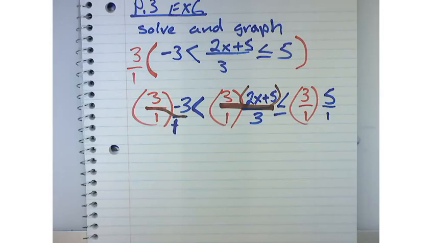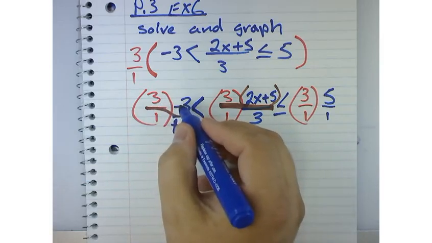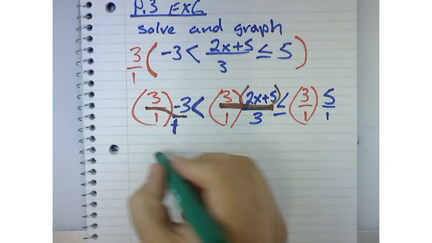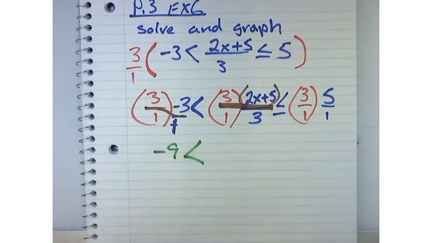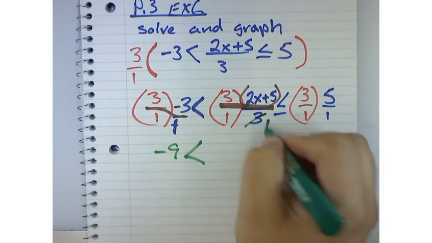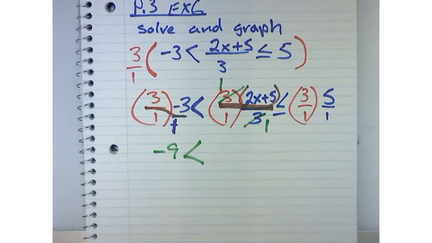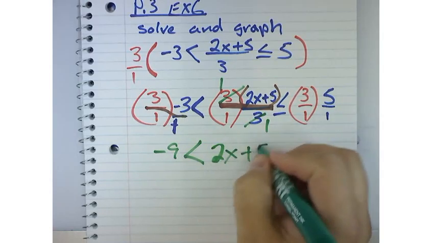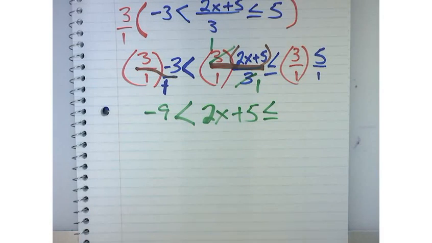Alright, so now what happens though because we chose 3? Some things will cancel out, some things won't. So this one, 3 times -3 is -9, right? Is less than. Now what happens with this 3 and this 3? They cancel out or reduce to 1 over 1. Right? It doesn't just disappear, it just reduces. Okay? So then that stays as 2x plus 5 is less than or equal to 3 times 5, which is 15.